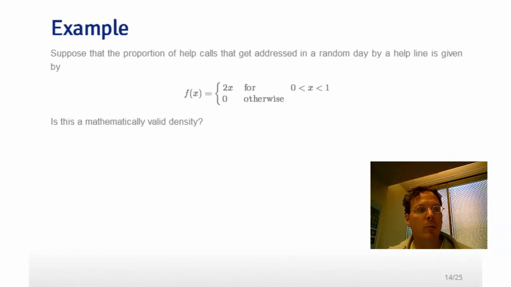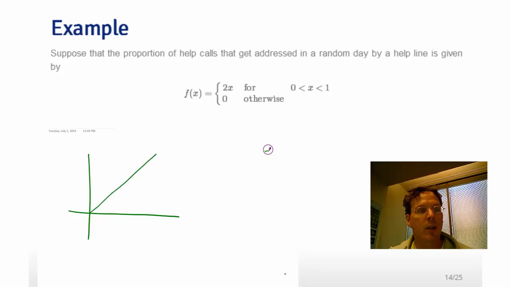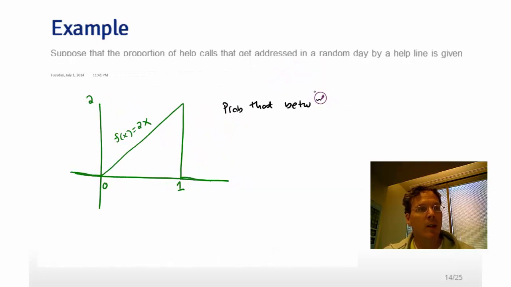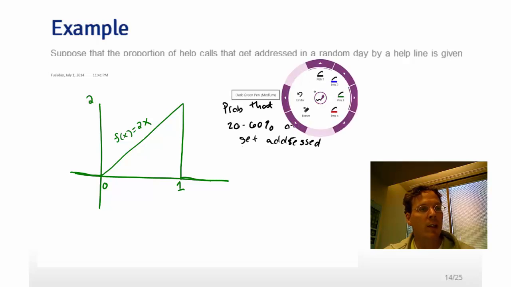It turns out that the bell-shaped curve is a rather difficult density to work with, at least until you learn how, which we're going to be doing in a separate lecture. So let's work with a much simpler density right now, specifically one that looks just like a right triangle. So f of x equals 2x for x between 0 and 1 and 0 otherwise. And let's give some context around it. Let's say the proportion of help calls that get addressed in a random day by a helpline is given by this. So what does this mean? This means that the probability that between 20 and 60% of the calls get addressed that day is given by this area.